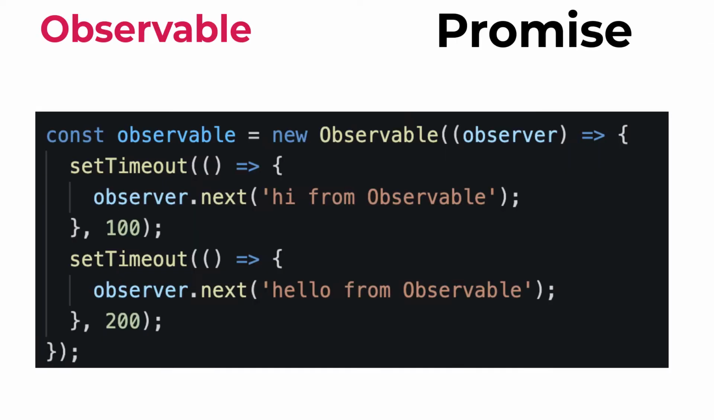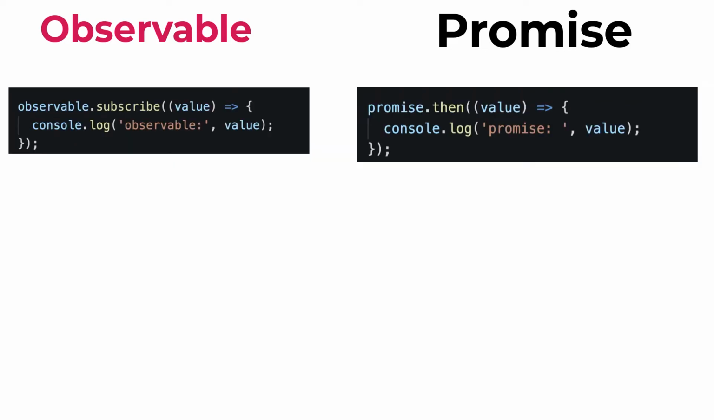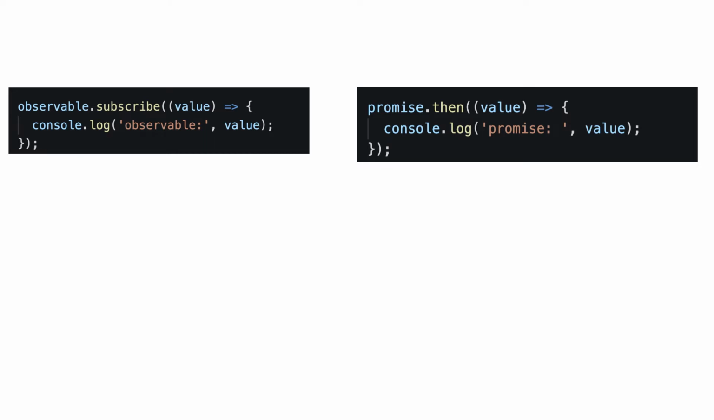Let's take the next example. Here we are creating an observable, but we are emitting two values at different intervals. One after 100 milliseconds, the second one after 200 milliseconds. In a similar way, we are trying to resolve a promise two times, one after 100 milliseconds and another after 200 milliseconds. And we will listen to the messages using subscribe and then.